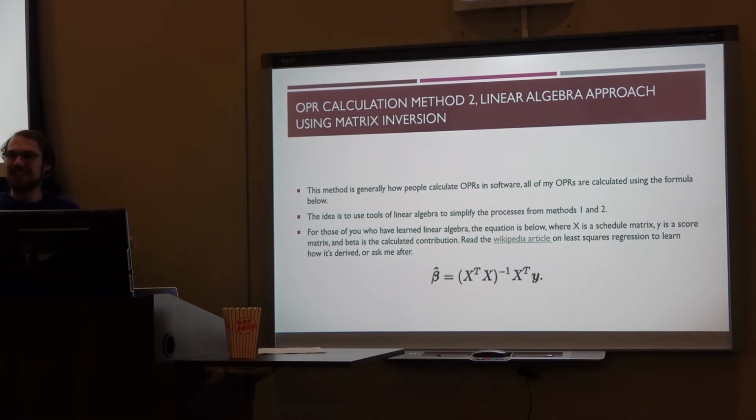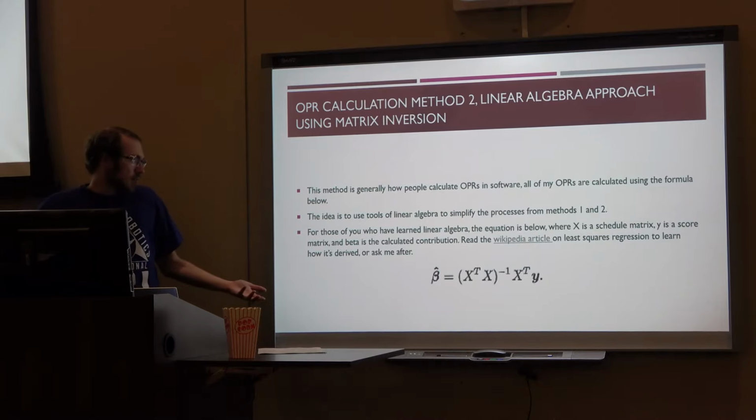The last method we did is useful for you guys because you can do it by hand on a piece of paper with just a simple calculator app. That's not how anybody ever calculates OPR in software or in any kind of databases. This is the method I use in all of my OPR calculations, calculated contributions. The idea is to use tools of linear algebra to simplify the process we did before. Instead of an iterative solution where you have to do step by step by step and just keep doing that forever, you can have a nice closed form formula to get the solution.